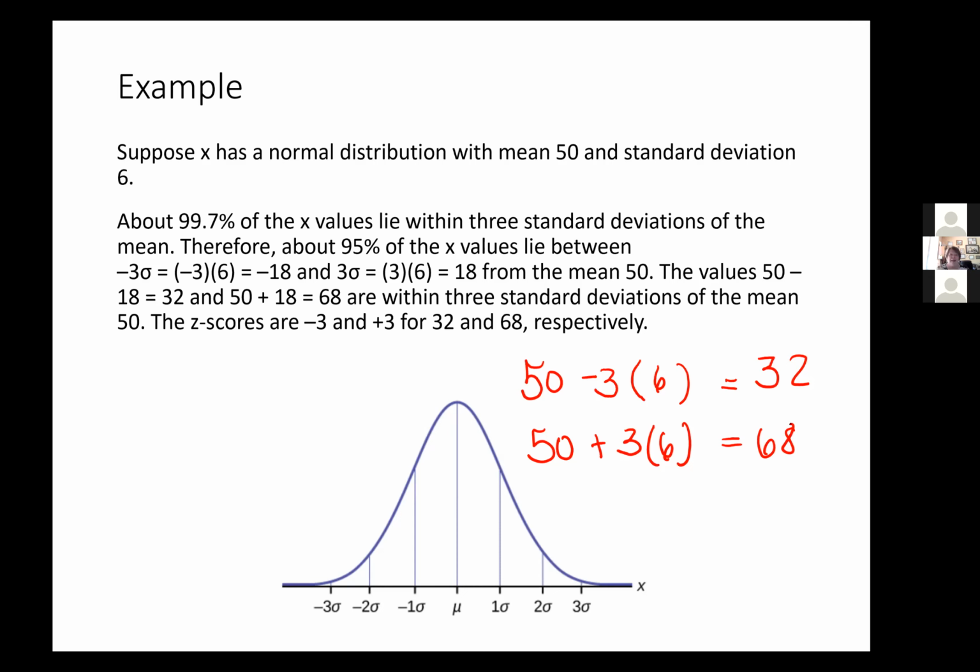Anyway, so 99.7% of our X values, our data values, should lie between 32 and 68.